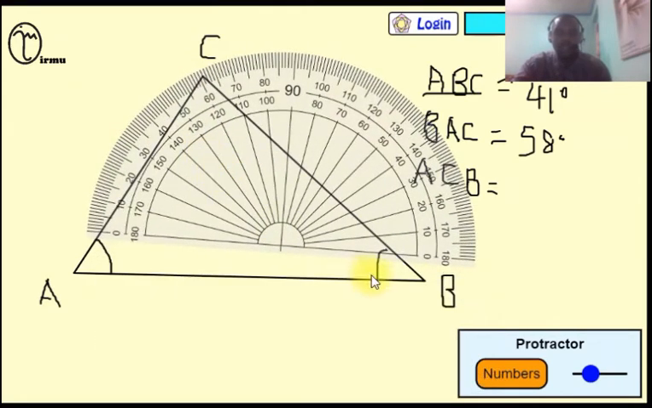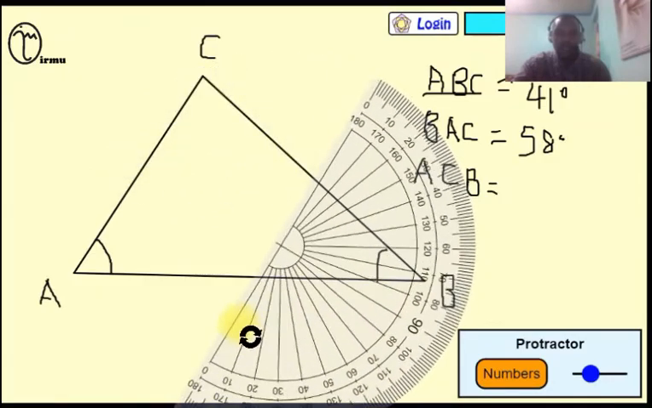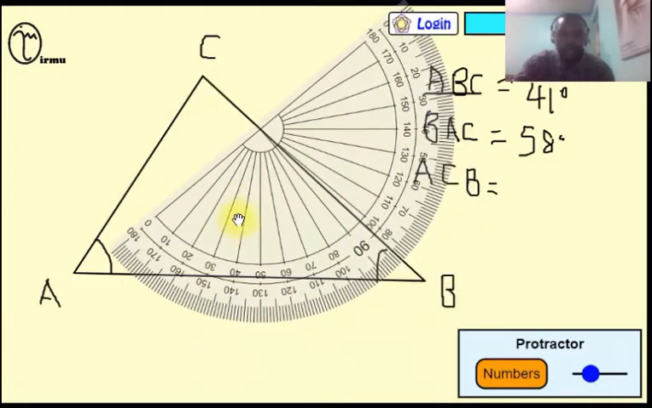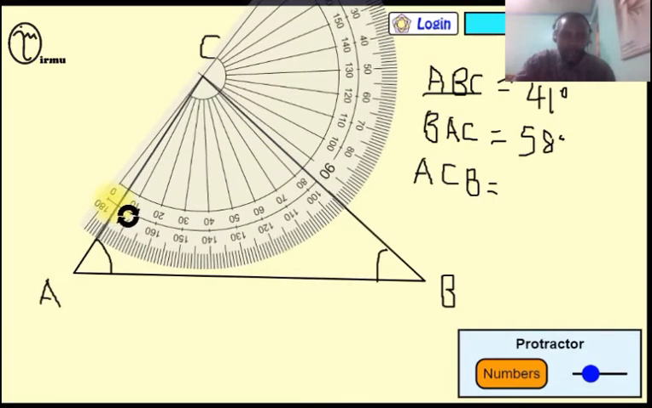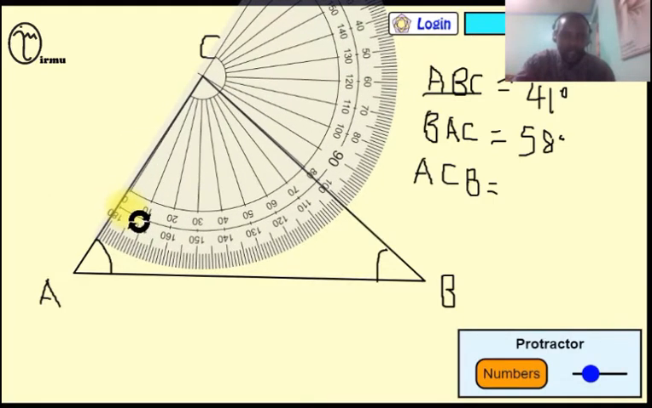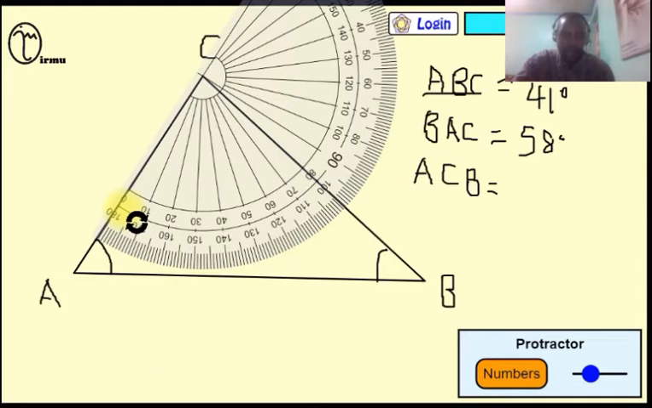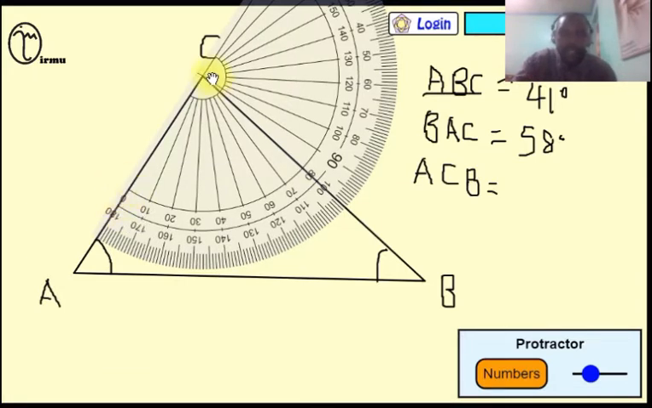I will tilt my protractor and bring it to line AC, match it with line AC properly like that. I tilt so that the 0 mark comes at the base of the line, and I make sure that this point touches point C. And then when I place it like that, I'm going to use the inner scale.